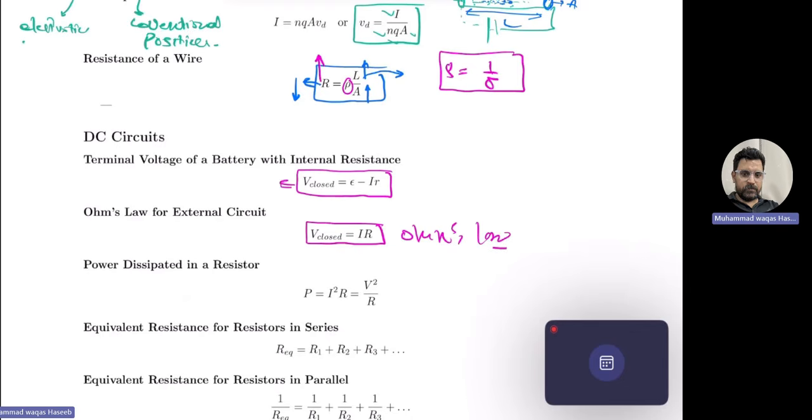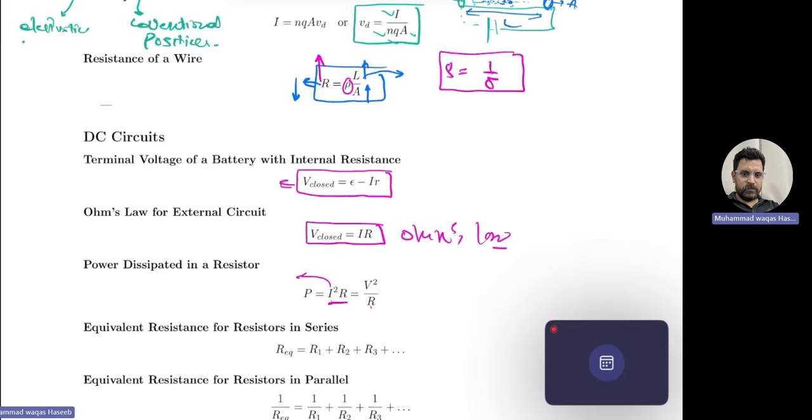So power dissipated by the circuit, this is the concept of the power. The brightness of a light bulb is directly related to the power it dissipates. So power is given by P equals I squared R or V squared over R.